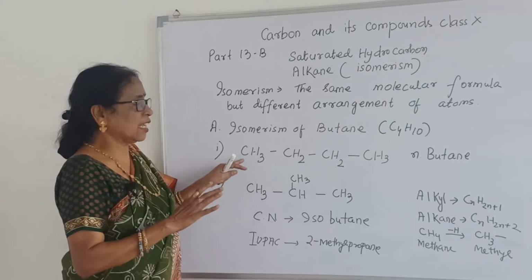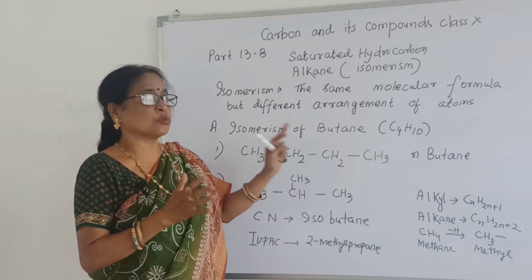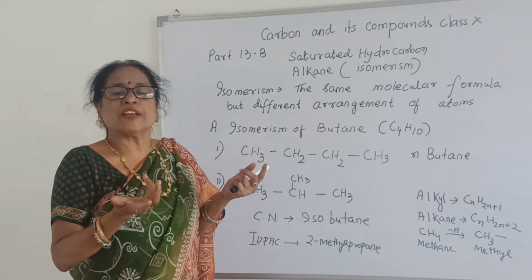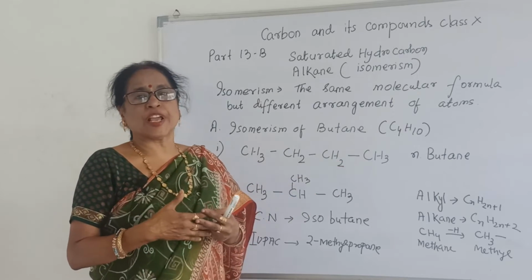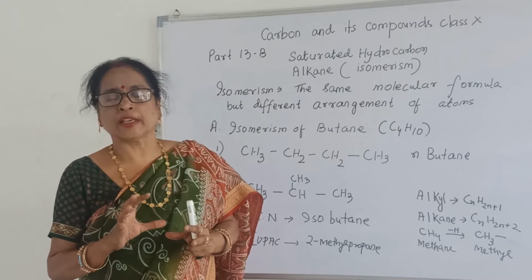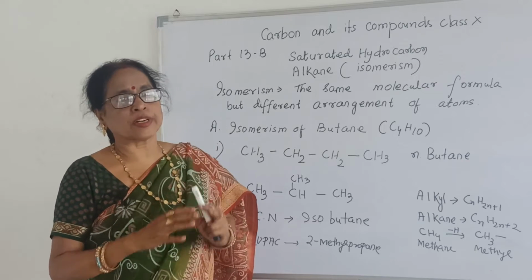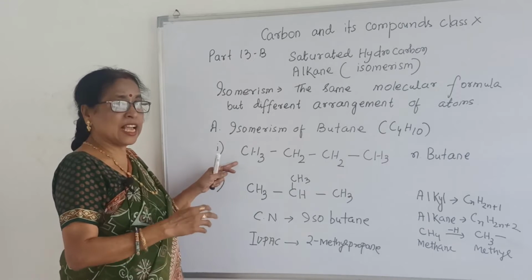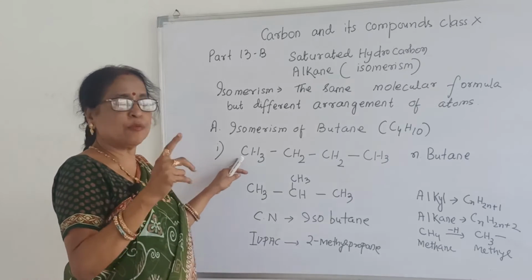Now what is the structure here? CH3, CH2, CH2, CH3. First CH3, last CH3, and in the middle the remaining two CH2. This is called n-butane or normal butane, or you can simply write butane. Out of the two isomers, this is one isomer, that is n-butane.